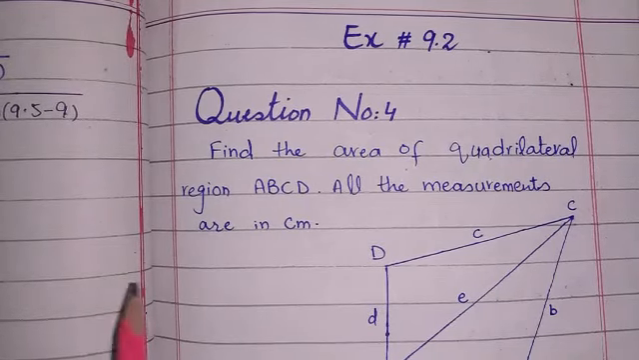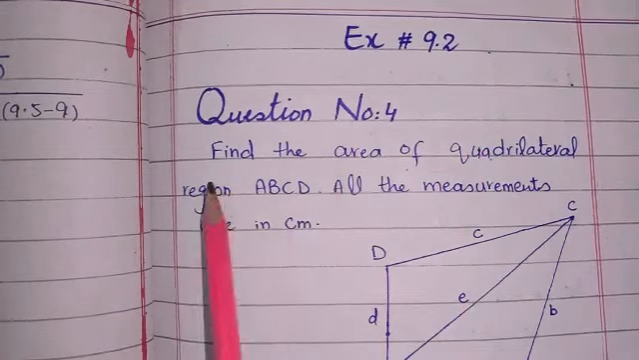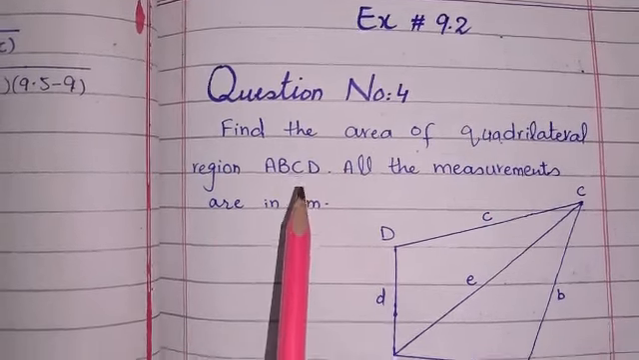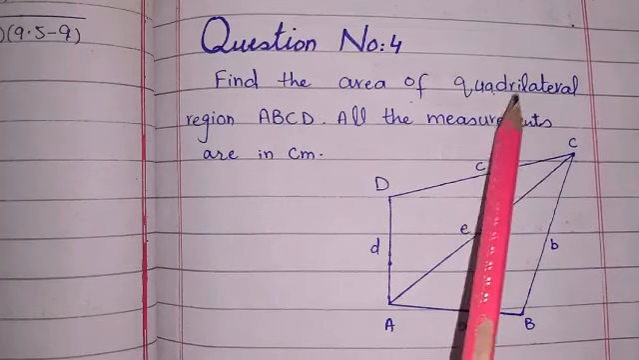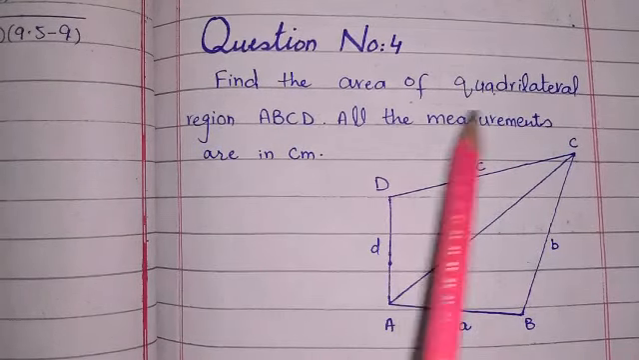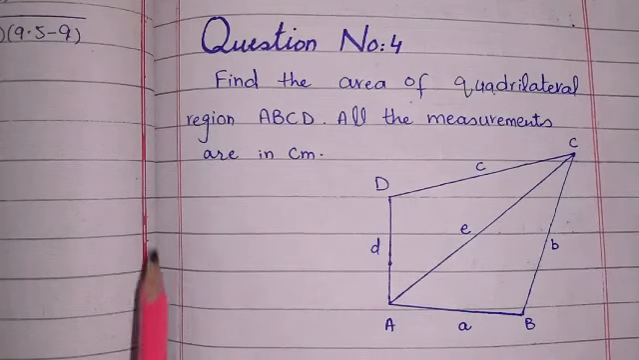Today we are going to start exercise number 9.2, question number 4. Let's start with the statement of question number 4. Find the area of quadrilateral region ABCD. All the measurements are in centimeters.